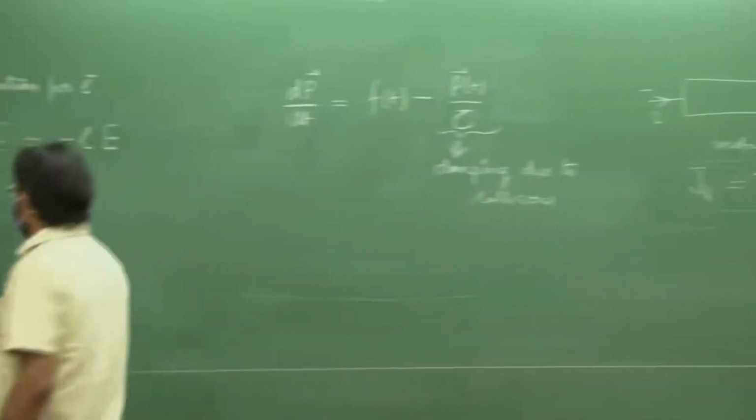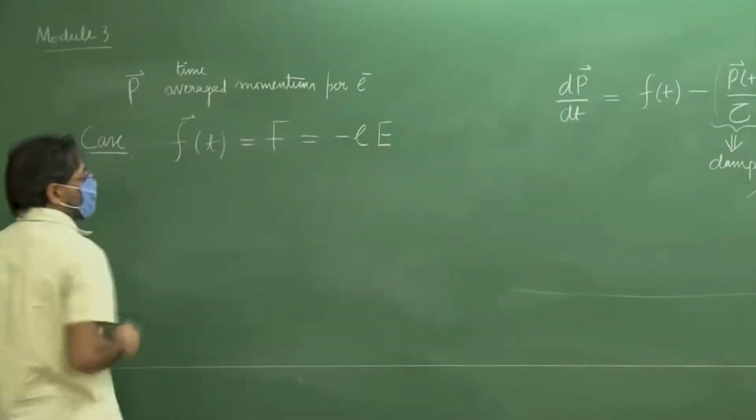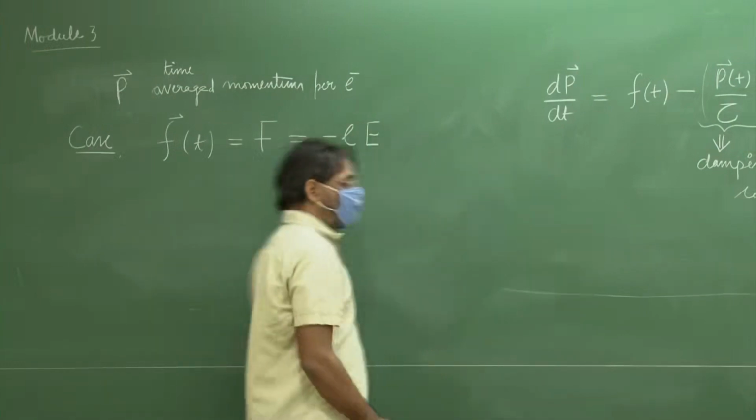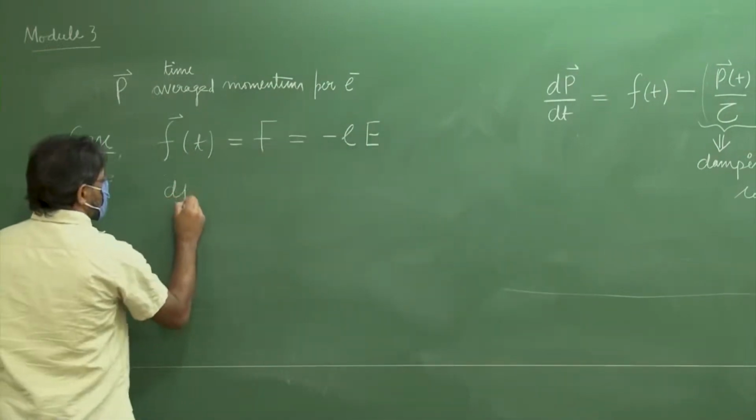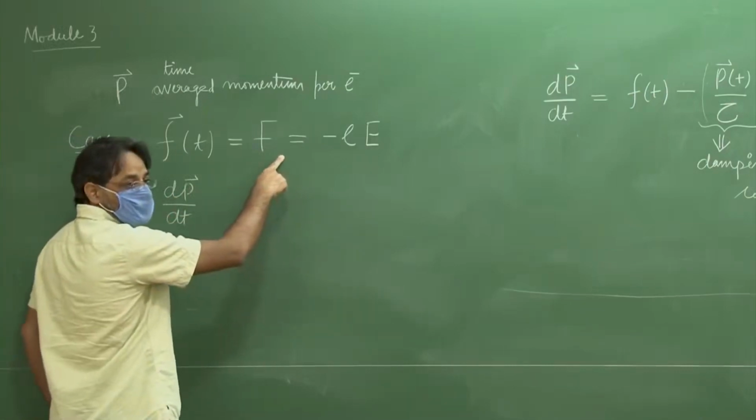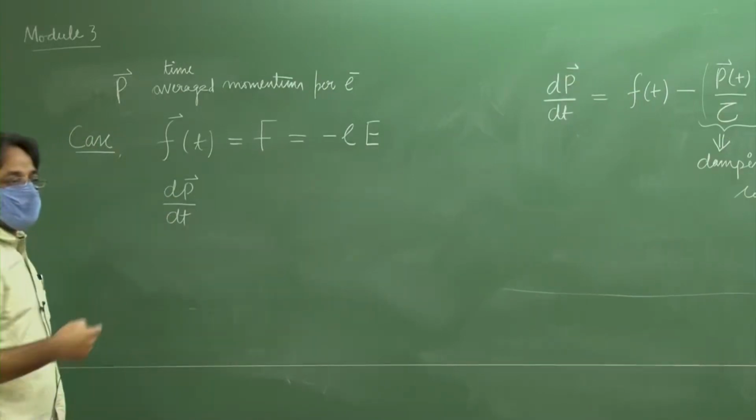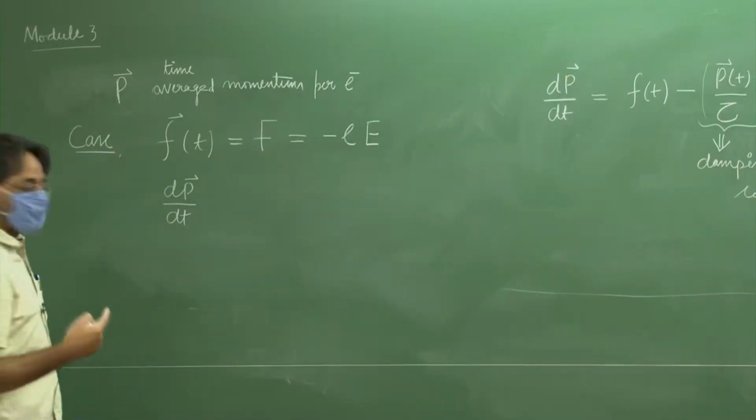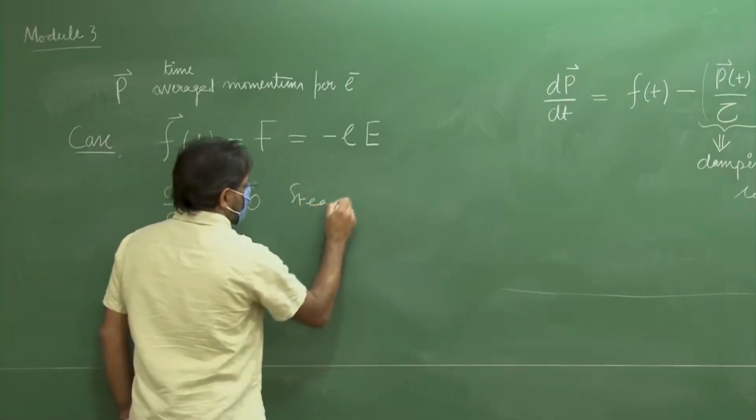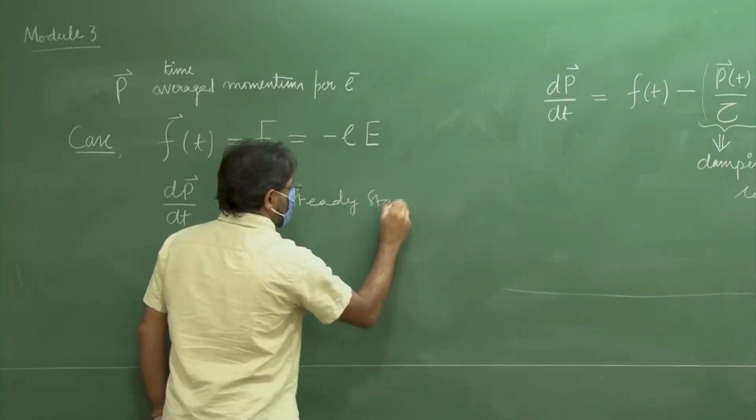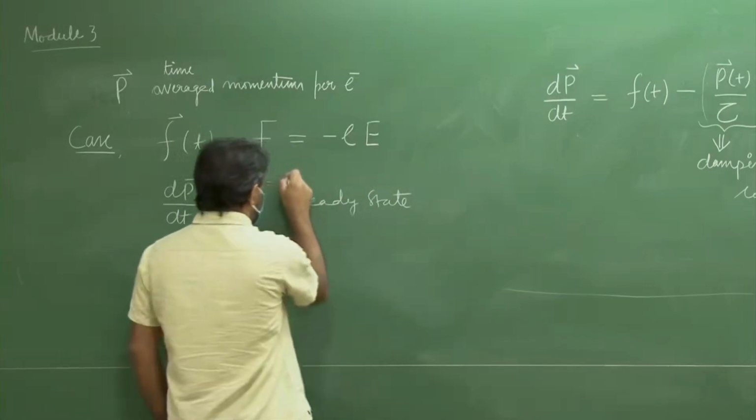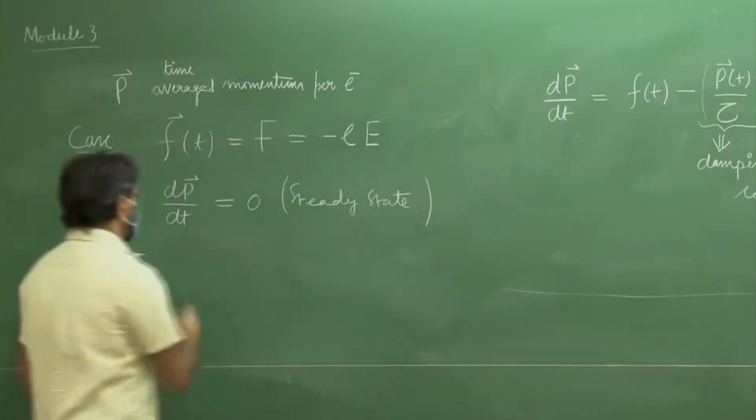So then, in this case, what would be the value of dp/dt? The dp/dt term will be 0 because this is a steady state. There is no time variation in the force field. So the average momentum will not change with time. All right. So dp/dt is 0 because it's a steady state. You have applied a constant field and you have left it there. Okay. So this is a steady state. dp/dt is equal to 0.